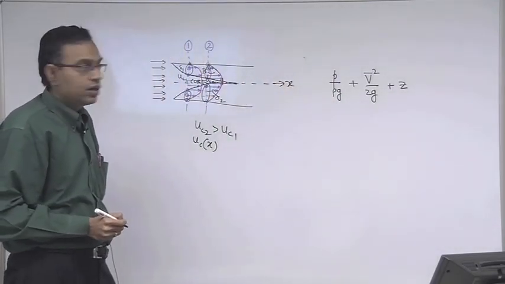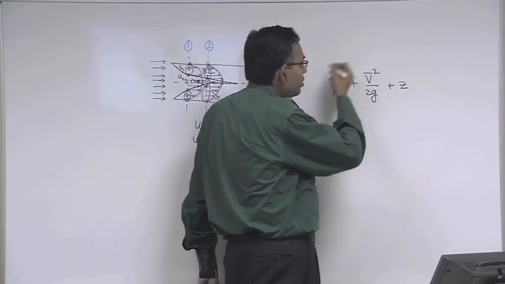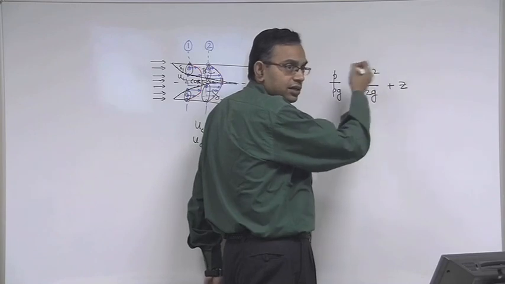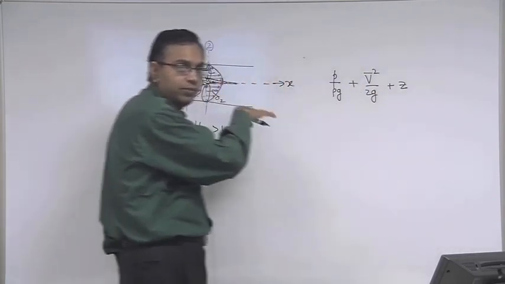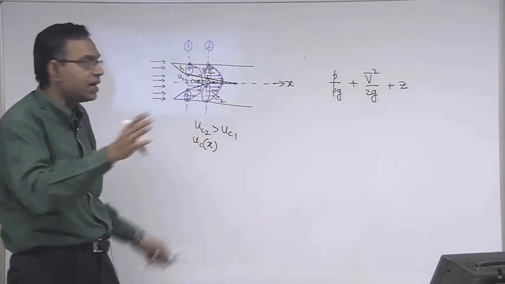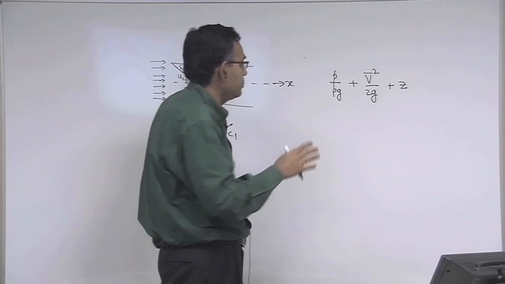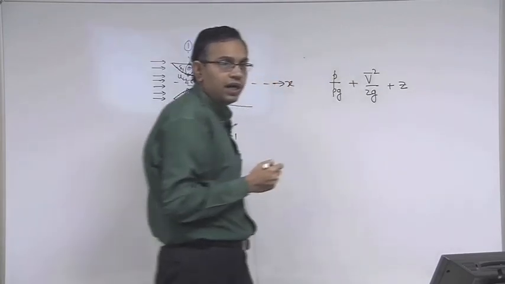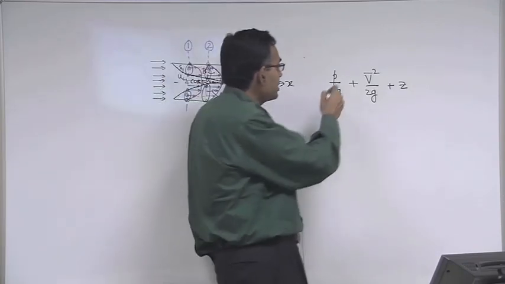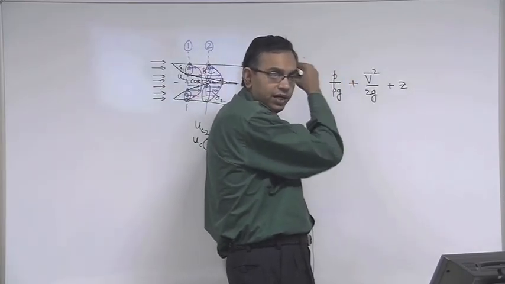Of course, you have to remember that when we are talking about this head, all of you understand this, right? I am not going to that level of undergraduate fluid mechanics, but if you feel that we need to discuss, I can briefly summarize what we are talking about here. When we write P by rho g, we are essentially meaning that this is flow energy or flow work per unit mass.